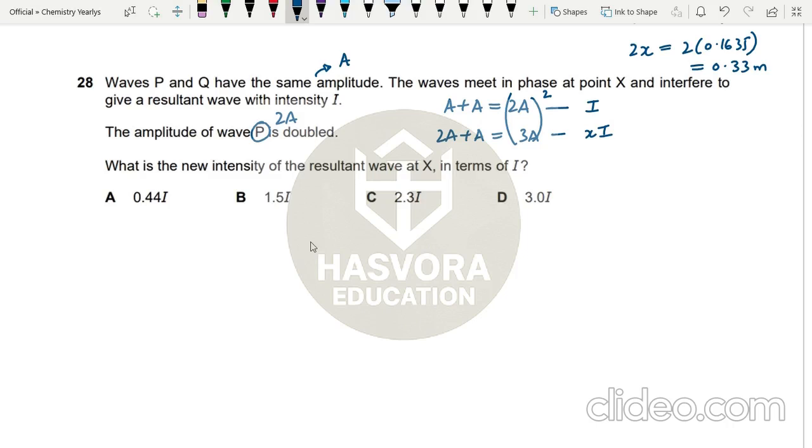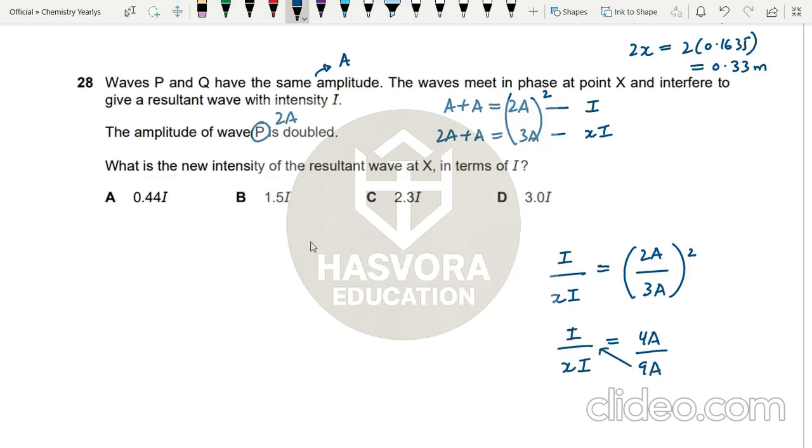So it will become I equals to 2A divided by the 3A. This is going to become whole square, and this is going to become xI. So now this is going to become 4A divided by 9A, and I over xI. So let's multiply this here and the 4 here. So this is going to become 9 by 4. So x is actually going to become 9 by 4, which is 2.25. So we have the nearest answer, 2.3I. So C will be the answer for this question.